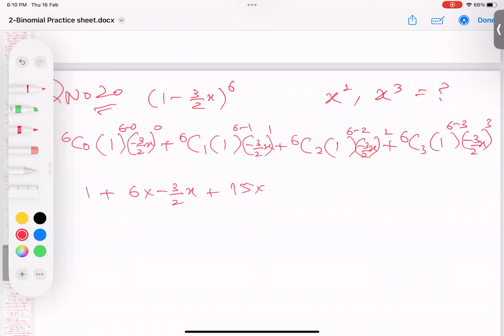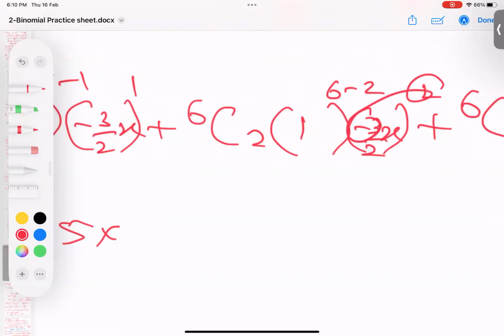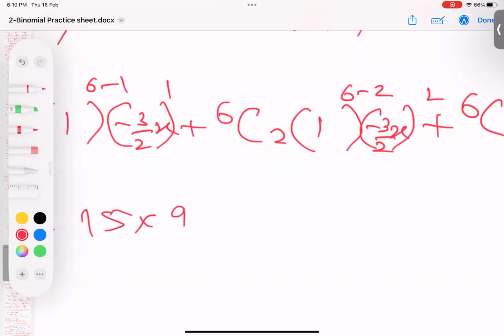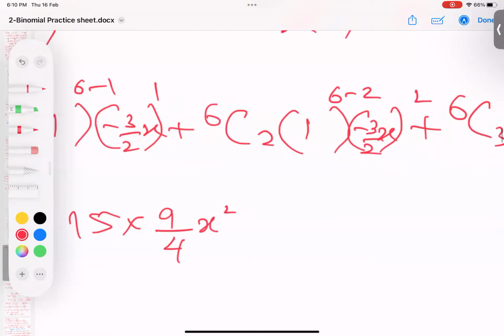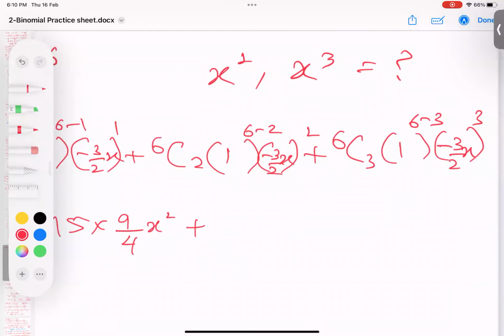And the power of this one, look, I show again. The power of minus 3 is giving 9. And power of 2 is giving you 4 and x to power 2. This part is clear. And let's talk about 6C3. And 6C3 is giving you 20.